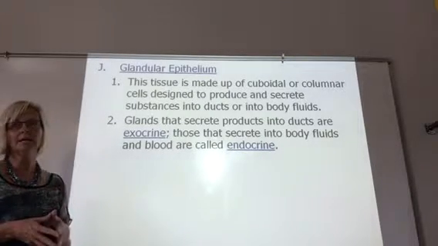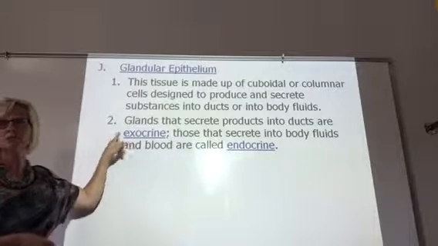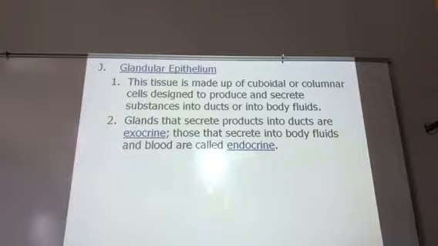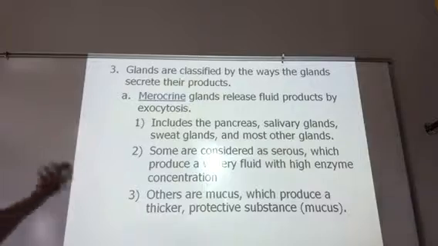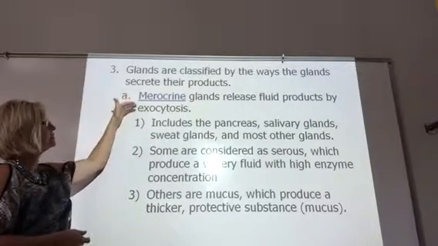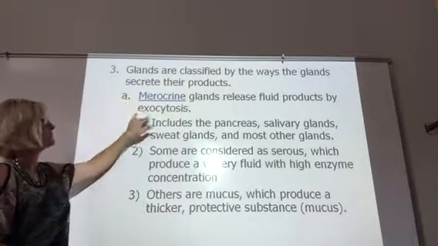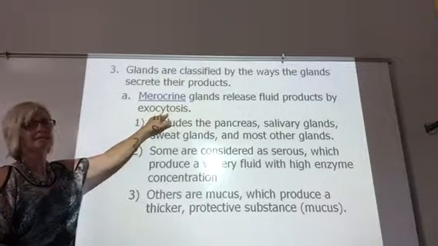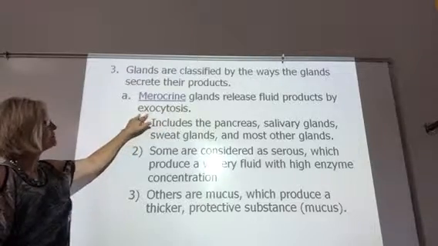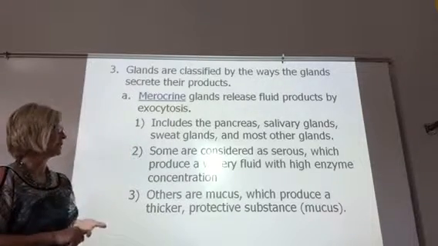So endocrine glands, you probably hear a lot about. Exocrine, you don't hear that term as much. Exocrine into a duct, endocrine into blood and body fluids. So we're going to look at different types of these. Merocrine glands release fluid by exocytosis. Exo means outside. Cyto means cell. So I'm going to release something outside of a cell. So pancreas, salivary, sweat glands.